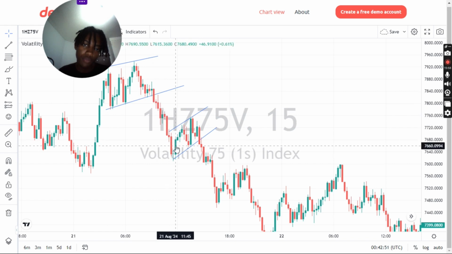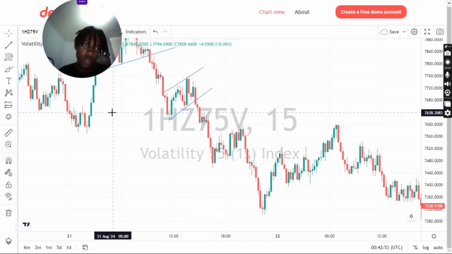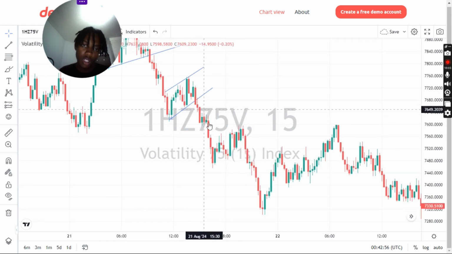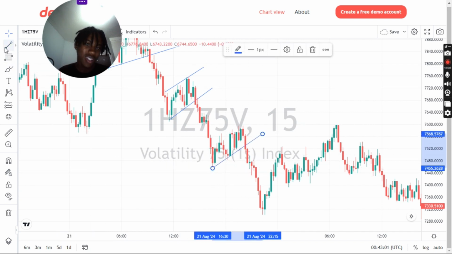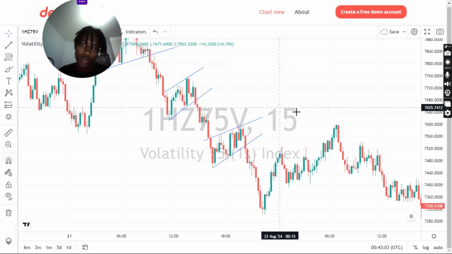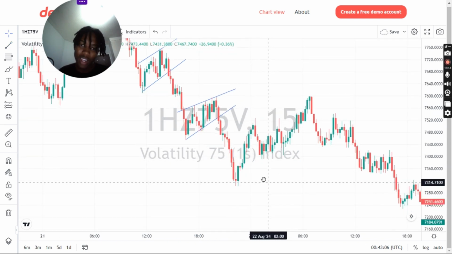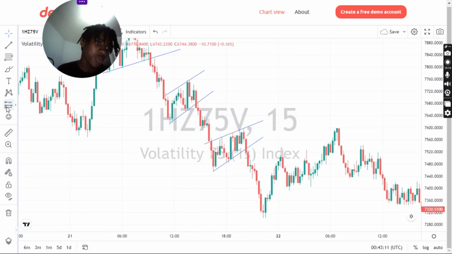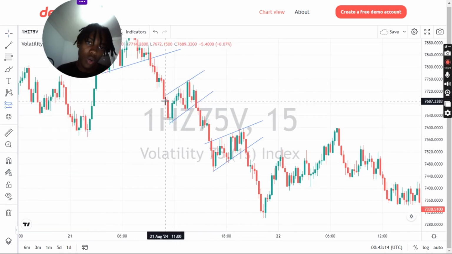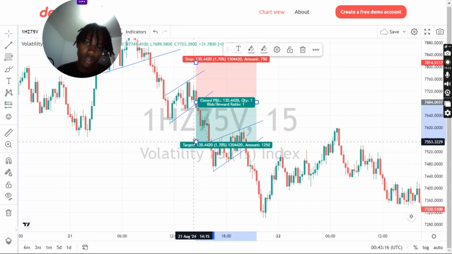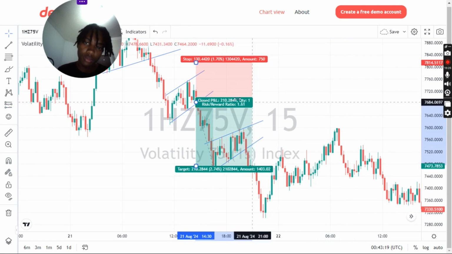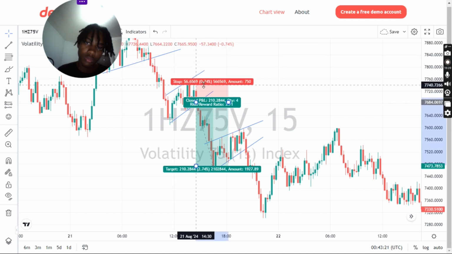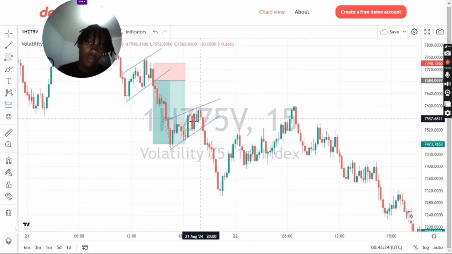So 1, 2, and then once we break out, boom, first entry, we let it fly. And what did it do? It gave us 2 points to enter, and then we let it fly. This trade was just beautiful. Why? Because 1, 2, 3.